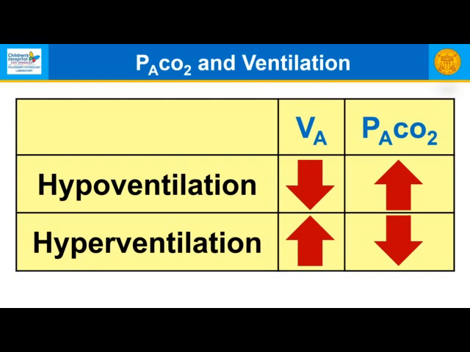Terminology: hypoventilation is decreased alveolar ventilation and increased PCO2. Hyperventilation is increased alveolar ventilation and decreased CO2. Increased ventilation without a decrease in PCO2 is hyperpnea, and it is distinguished from hyperventilation. And similarly, a decrease in ventilation with a normal PCO2 is hypopnea, which is different from hypoventilation.